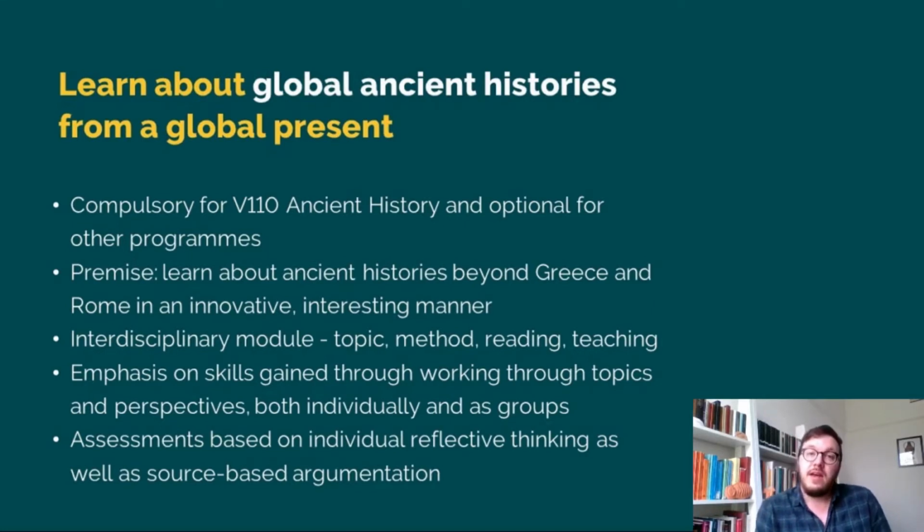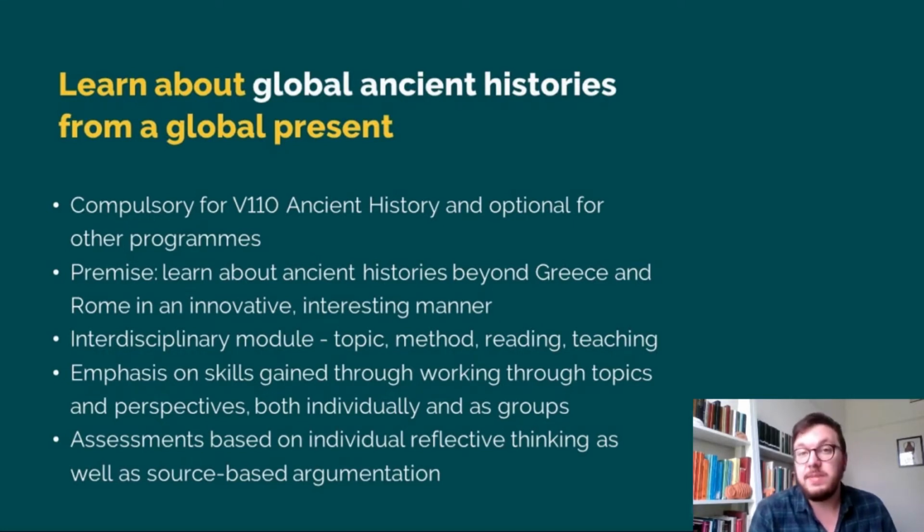Newcastle. Essentially, the module is to learn about global ancient histories from a global presence. So looking at ancient histories plural in a worldwide sense, reflecting the fact that we live in a modern, complex, big world today. So the idea is to learn about ancient histories beyond the fairly Eurocentric focus of Greece and Rome, in an innovative and interesting manner, looking at what other societies, cultures, peoples are developing complex societies in global antiquity.